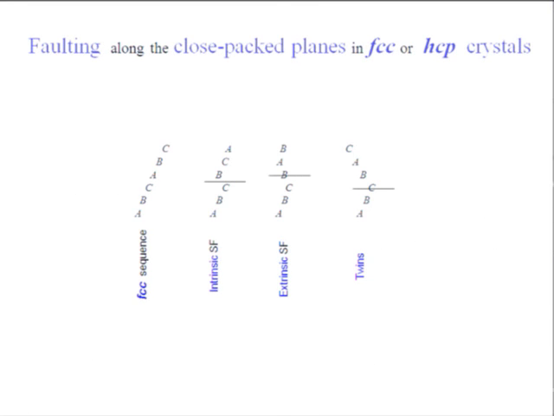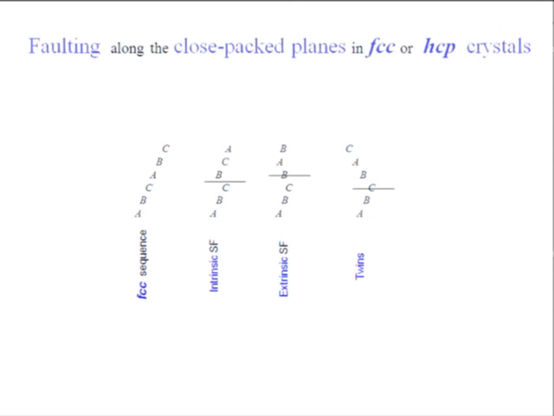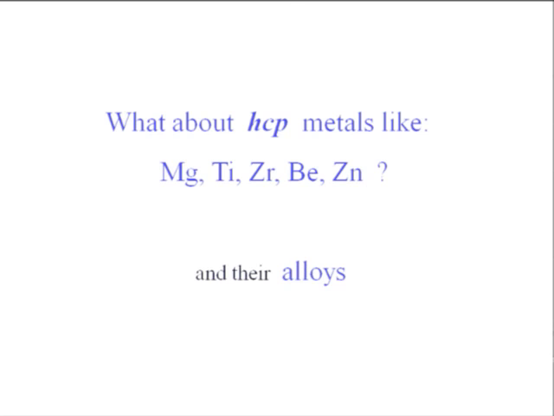In an FCC structure, the sequence is the well-known ABC, ABC along the close-packed plane. If you take out a plane, then you produce an intrinsic stacking fault. If you push in a plane, you obtain an extrinsic stacking fault. And if you just reverse the sequence in direction, then you obtain a twin. This is all very nice for close-packed planes, especially for FCC or HCP materials.